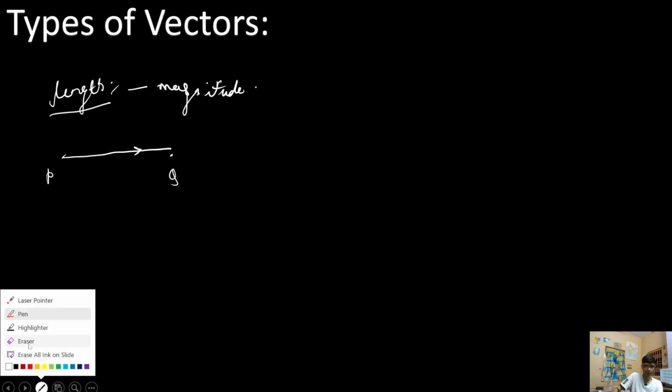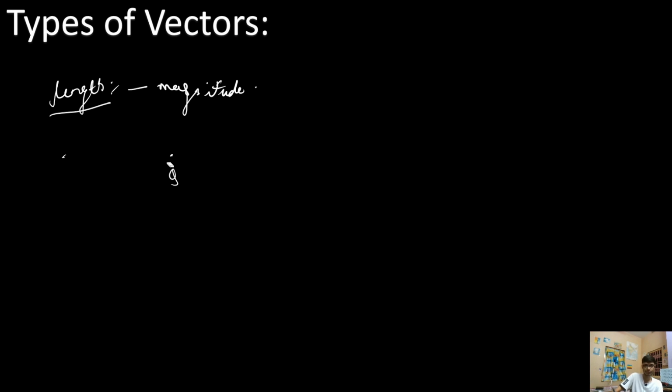So with this, let us start with the topic of types of vectors. I hope this discussion on the representation of vectors was clear. Let us start and study the different types of vectors. Moving on, the very first type of vector that we will study is the equal vector. Now what is meant by equal vector?